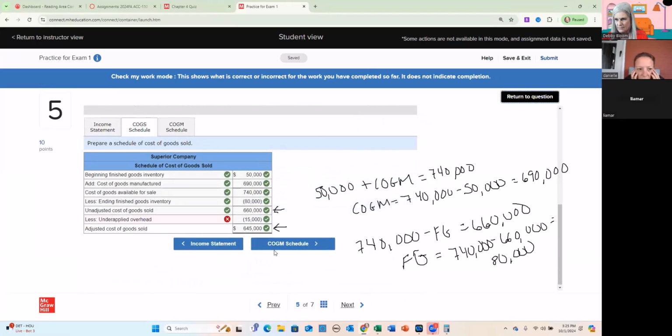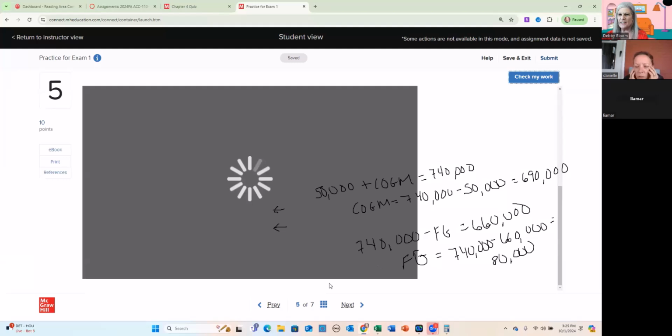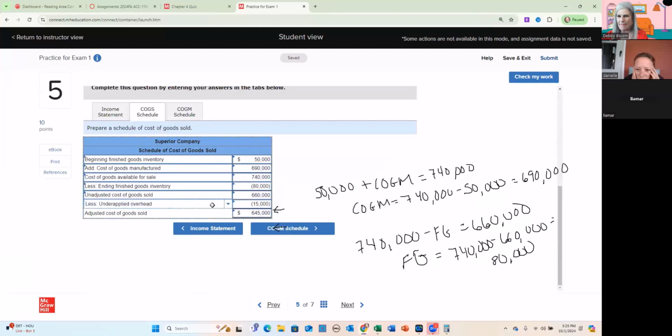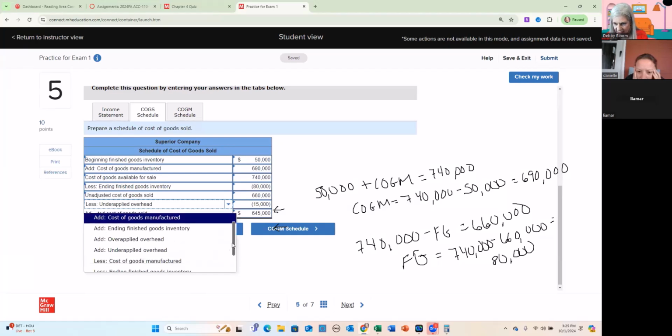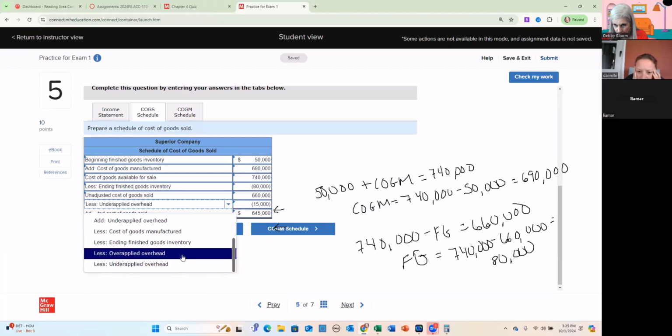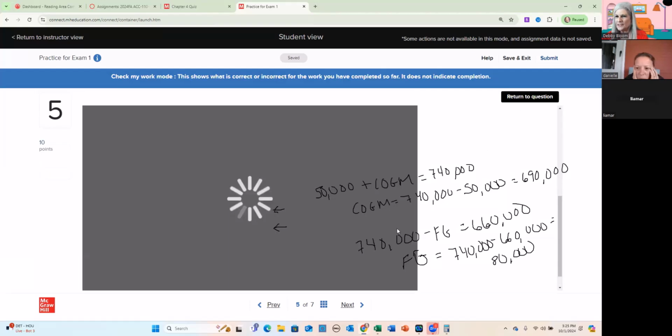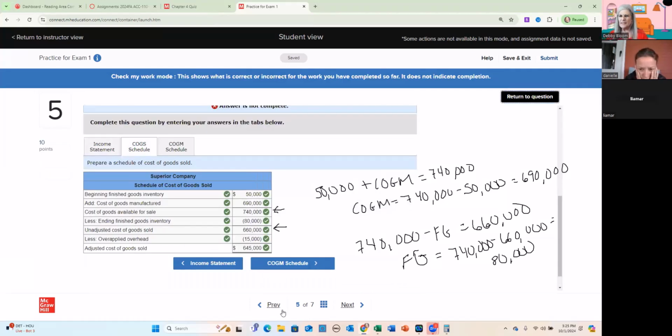Oh, it was over applied. That's why I just picked the wrong one. It was over applied overhead. So it's less over applied overhead. I just chose the wrong title. There we go.